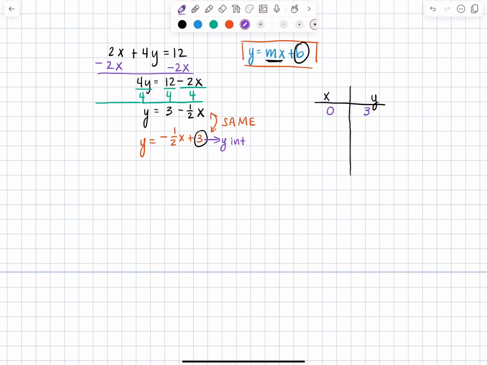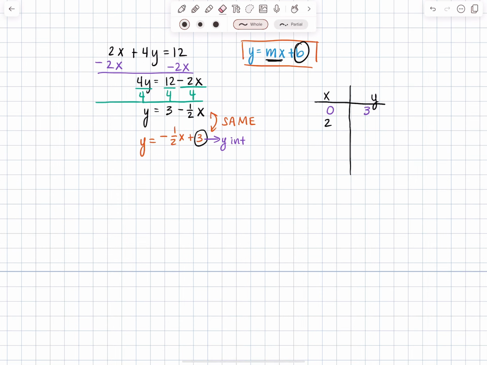Next, let's choose the point 2 so that the 2 on the bottom here cancels out. So we'd have y equals negative 1 over 2 times 2 over 1 plus 3. The 2's cancel out, negative 1 and 1. The negative remains, so this part equals negative 1, plus 3 brought down. Negative 1 plus 3 is 2. So at the x value of 2, we have a y value of 2.